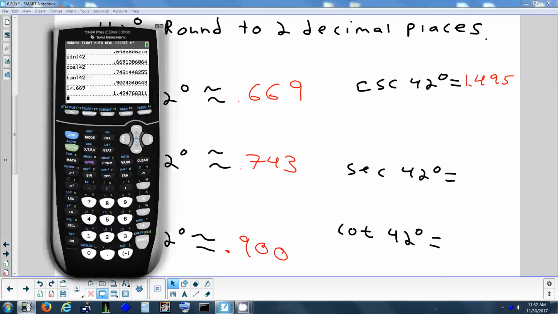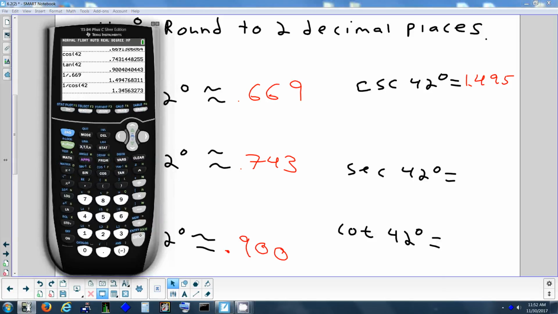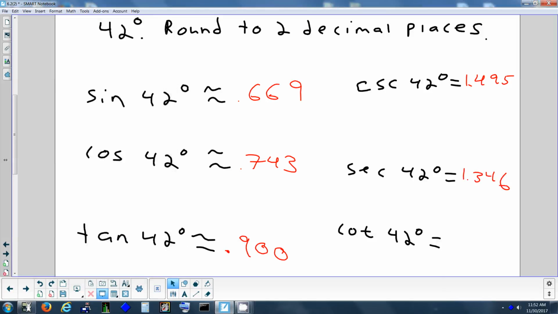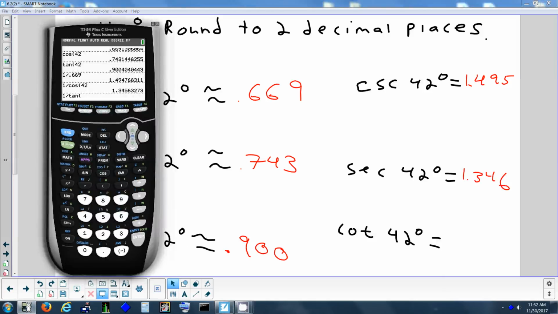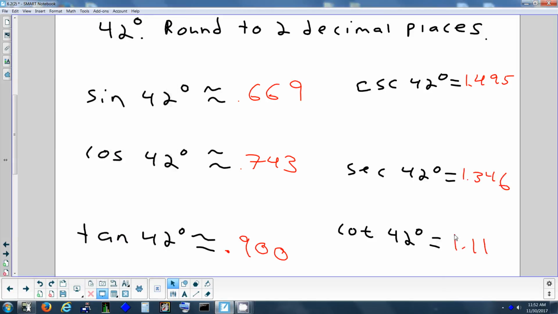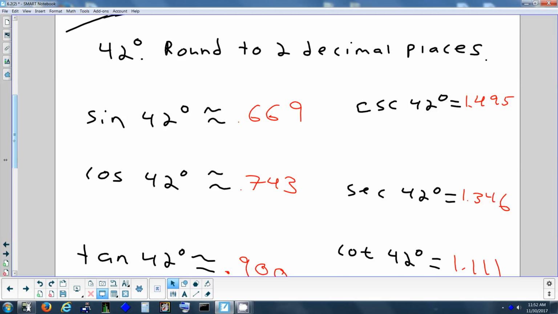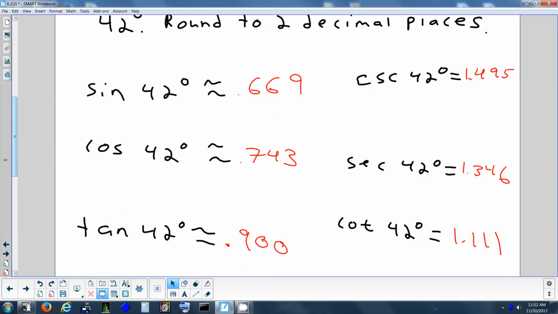Secant of 42. Take the cosine and flip it. So you can either do 1 divided by 0.743 or just type it in directly. That's going to be a little more accurate. 1.346. And cotangent of 42 is when you flip the tangent. We're going to talk about that negative 1 thing later on, not today. Okay, so that's how you find a trig function if it's not in the calculator. Any questions on that?